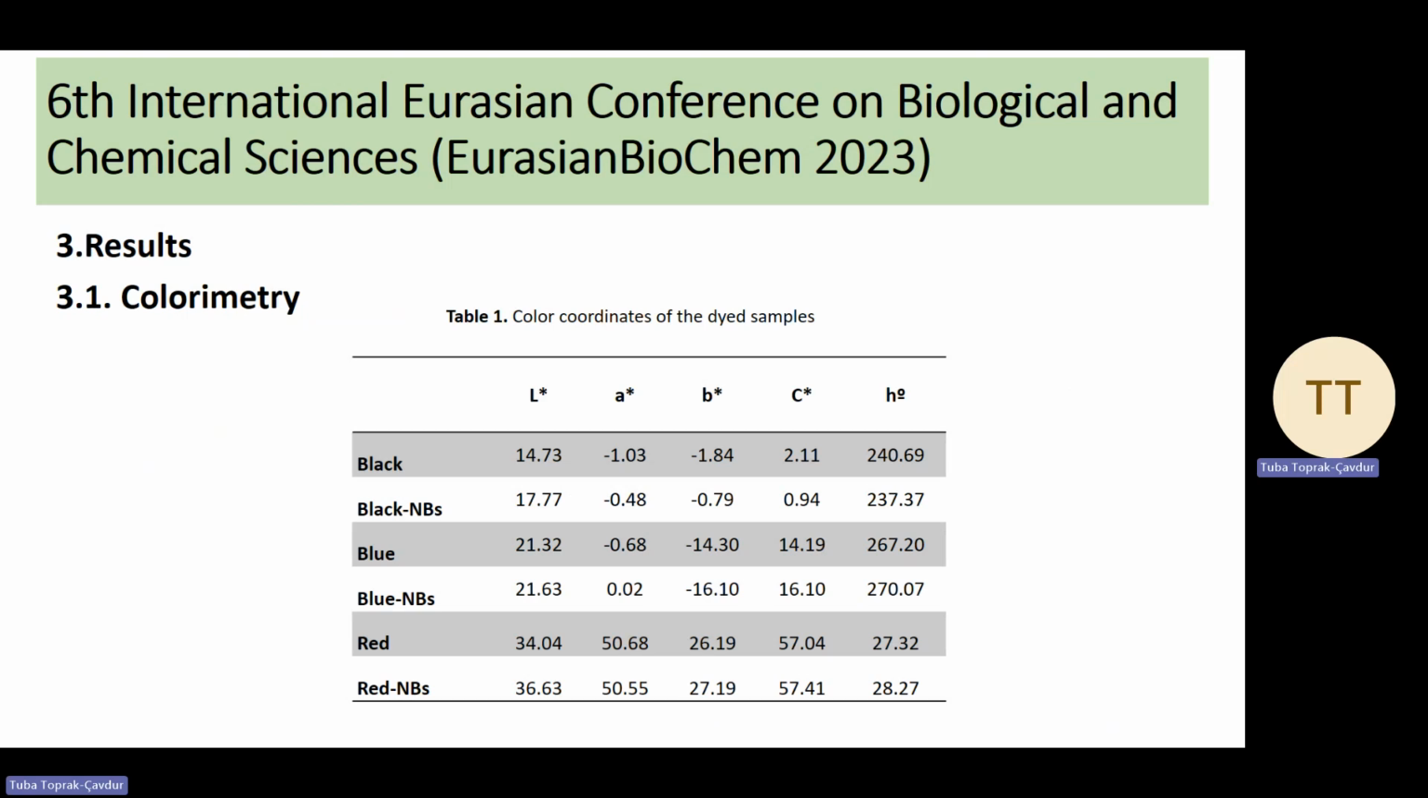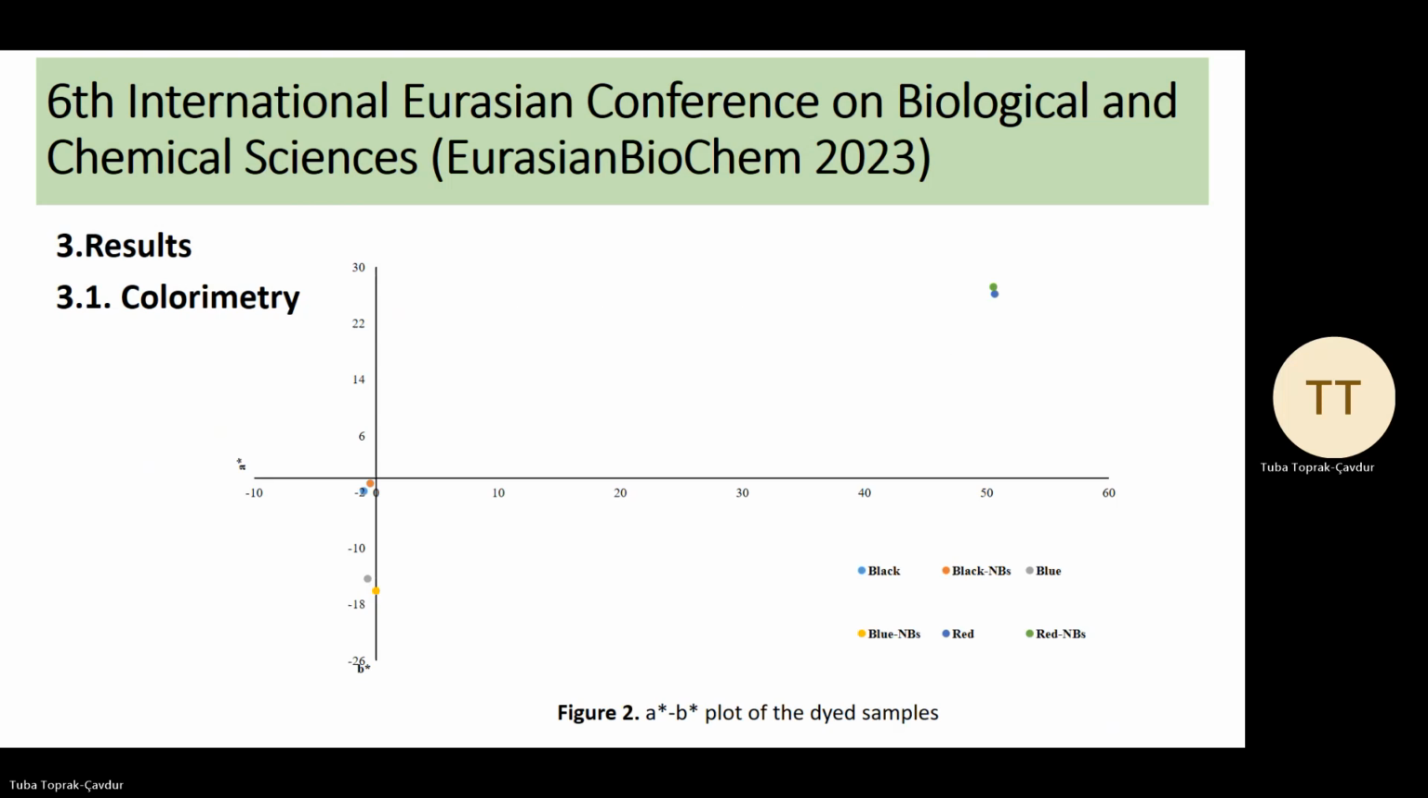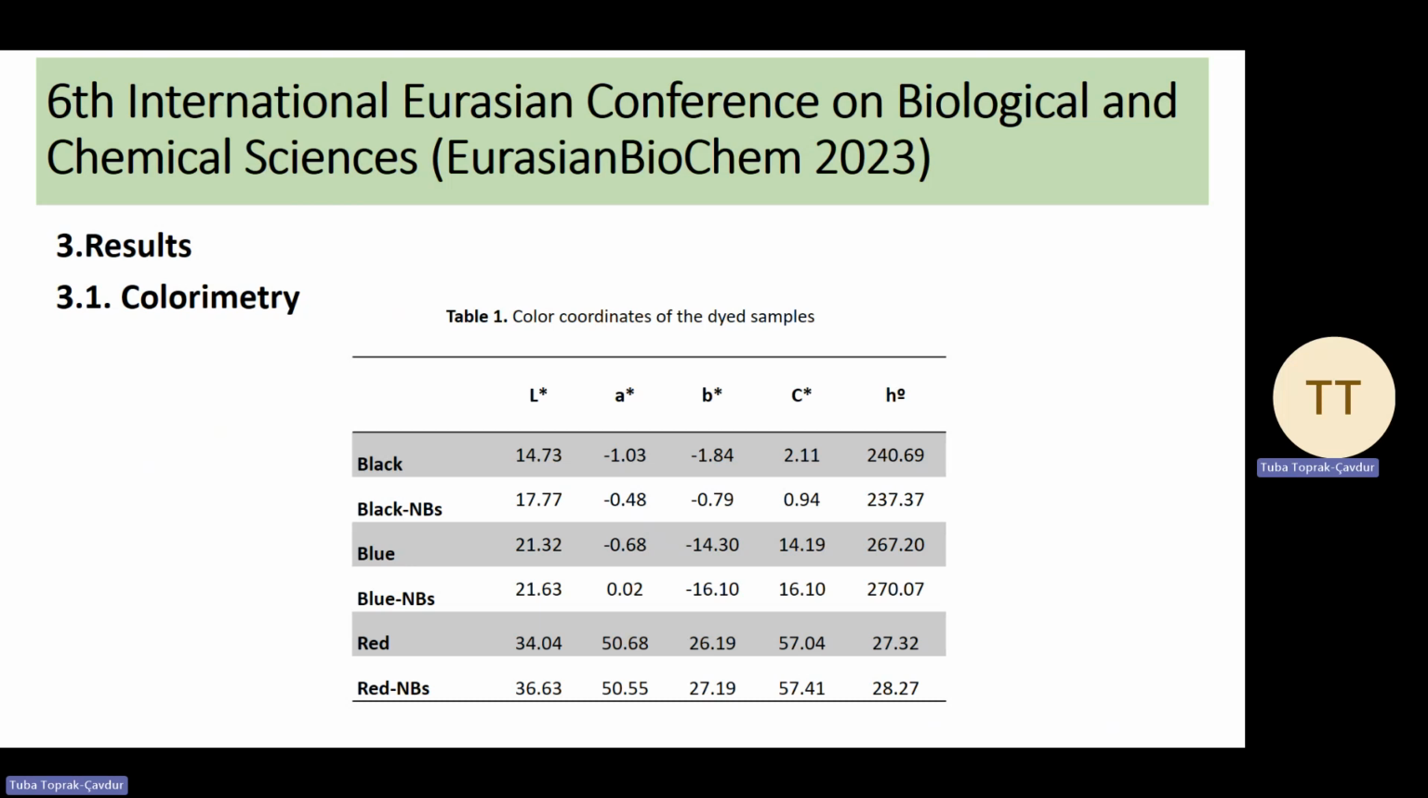Results. Colorimetry. Color coordinates of cotton fabrics are given in Table 1. A, B plot of samples are presented in Figure 2. Nanobubbles resulted in lighter colors in all dyeing processes in which they were used, except in the one for the blue color. The effects of nanobubbles on the coordinates of colors on the red-green and yellow-blue axes were different. For example, while nanobubbles reduced greenness and blueness in black, they decreased greenness and increased blueness in blue. Moreover, nanobubbles also caused increased yellowness of the red color.